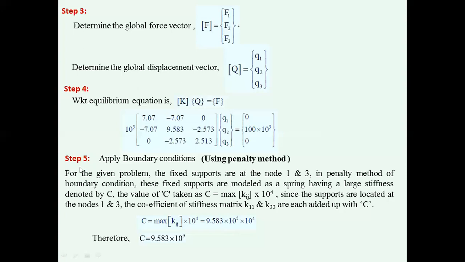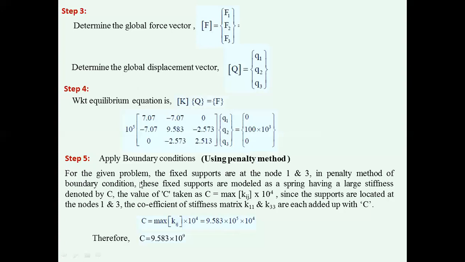Now the next step is you have to apply the boundary condition. As we discussed in the previous video, we used the elimination method approach. In the elimination method approach, wherever the non-boundary condition is there, the corresponding rows and columns are eliminated. But in the penalty method, there is no elimination of rows and columns.